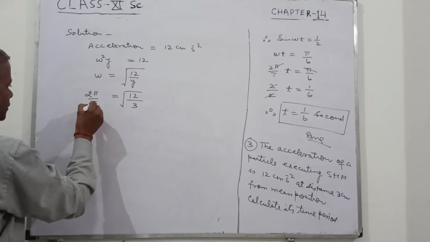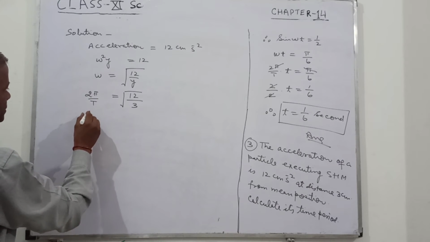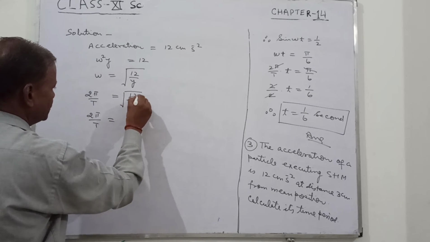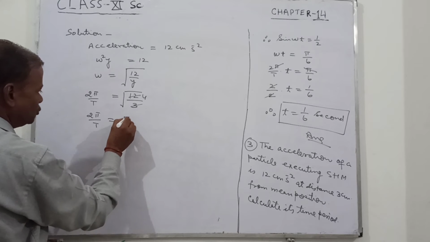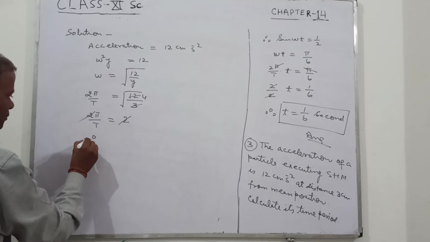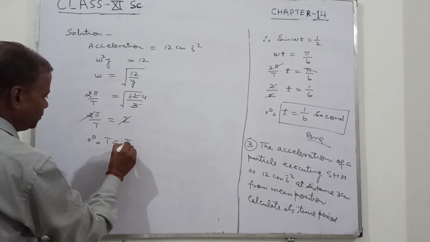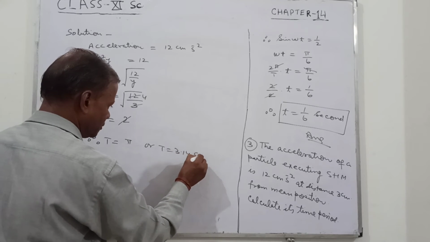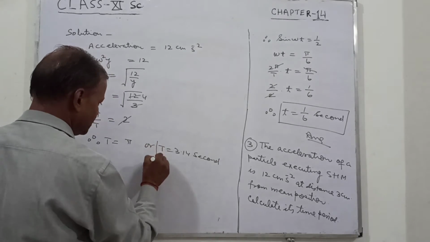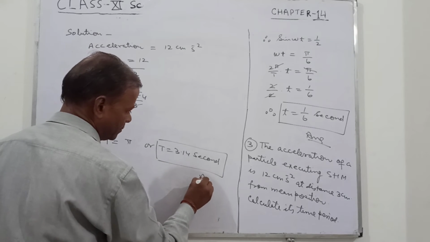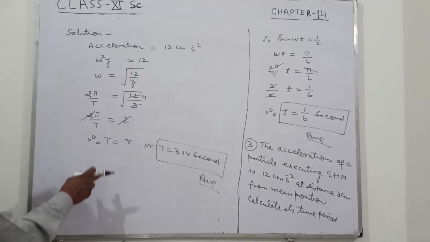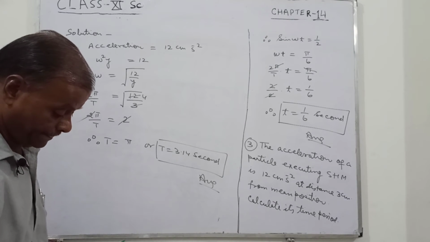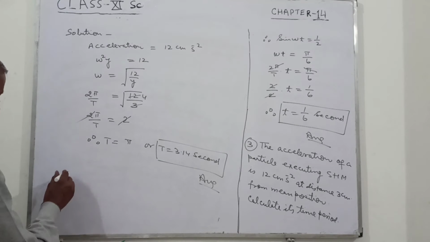This is your 2 pi upon T. So 2 pi upon T is equal to, this will cancel by 4 times, so this is now 2. 2 and 2 will cancel. Therefore T equal to pi, or T equal to 3.14 seconds. This is the answer. So either you write down pi or you write down 3.14, that will be the answer of this question. And now fourth question.